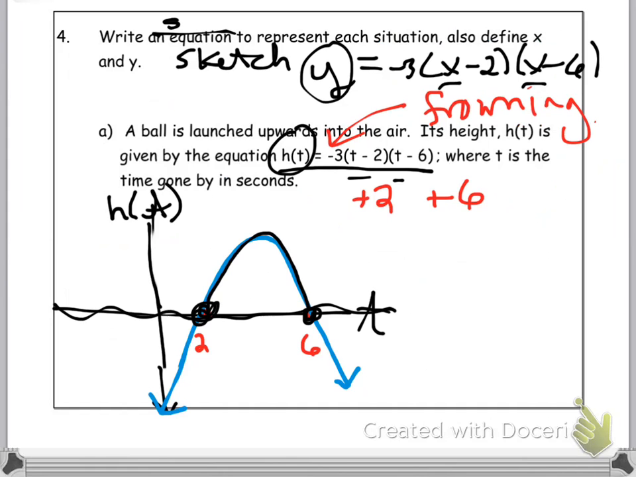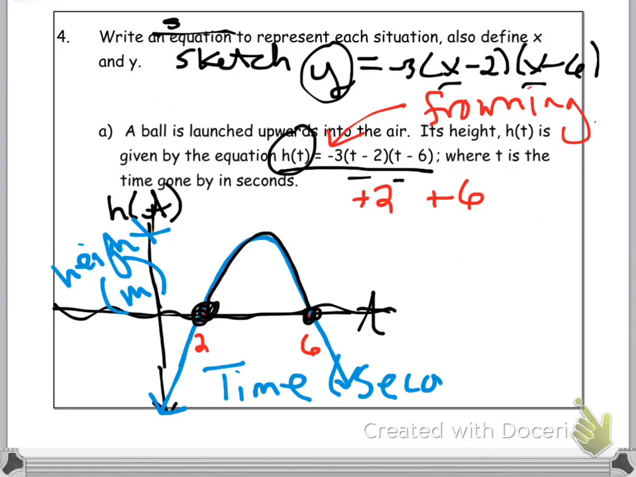So in this one, we didn't name our axes. Ball is launched into the air. Its height, h at t, and it doesn't give us measurements again. We will assume meters. And t is time gone by in seconds. Always put the units in brackets because when you go to answer your questions, the graph is very useful.